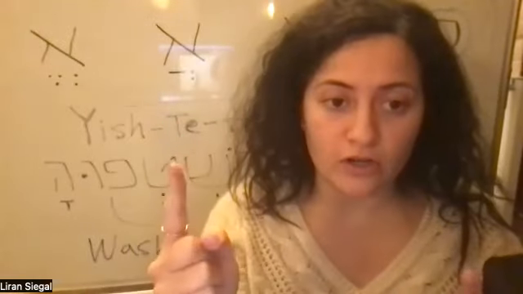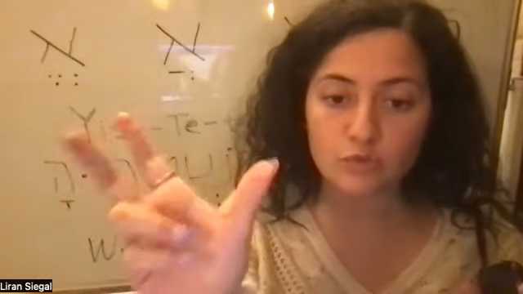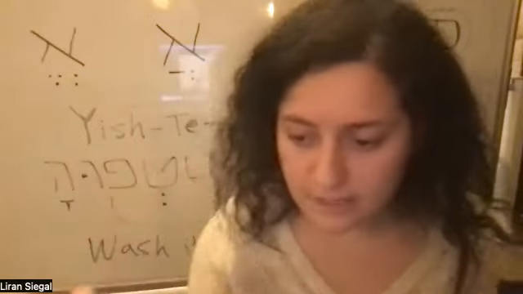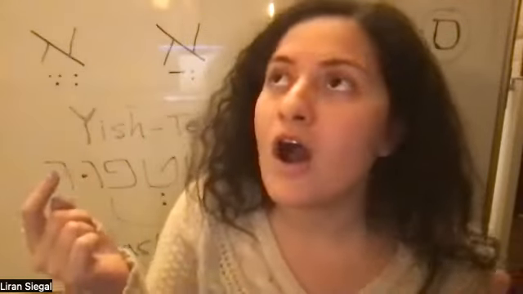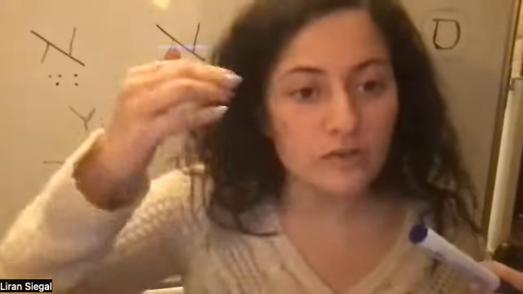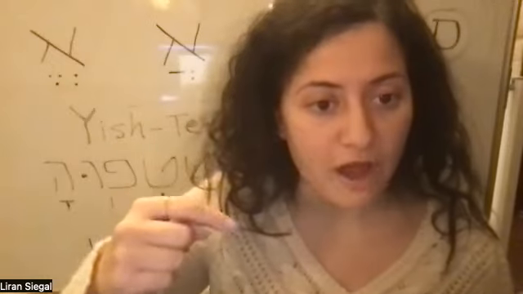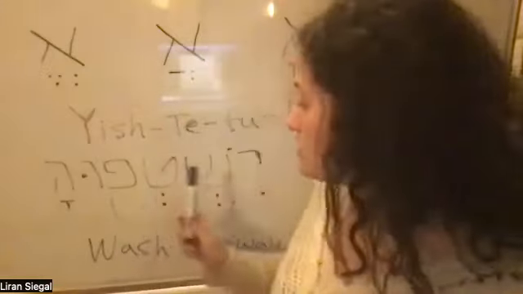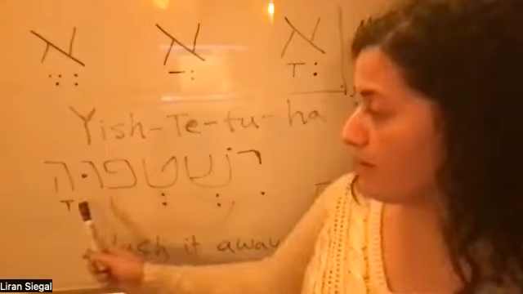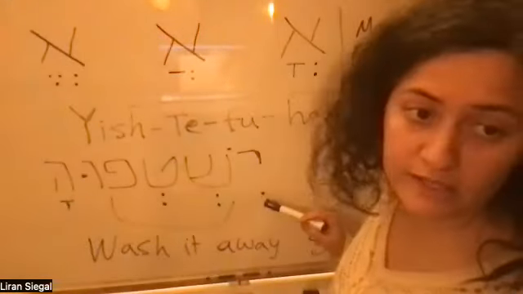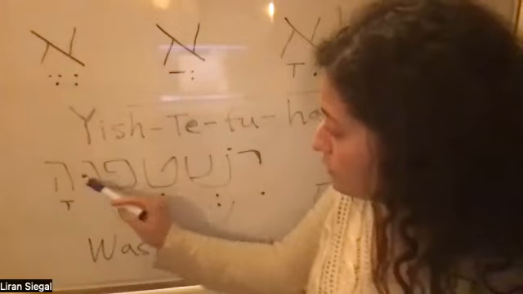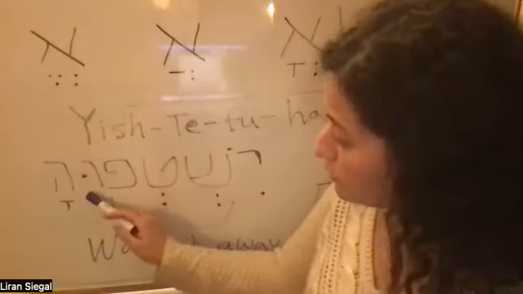You look at each word in your text. You separate each word into letters. And you say, okay, this letter is this sound. And then that letter is this sound. And then you look at the vowels underneath it. Oh, this one's an A. So then you start pronouncing each letter, but with the vowel, okay? So first split the word into letters, just saying the letters out. Yud, shin, tet, pe, vav, he. Then you look at the letter with the vowel and you start saying yi, she, te, fu, ha. So is that the letter name?